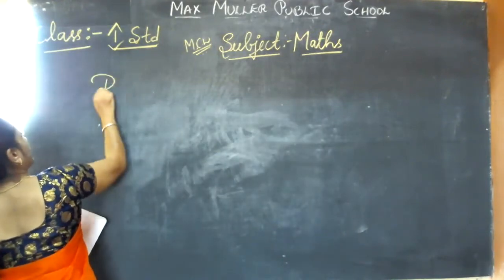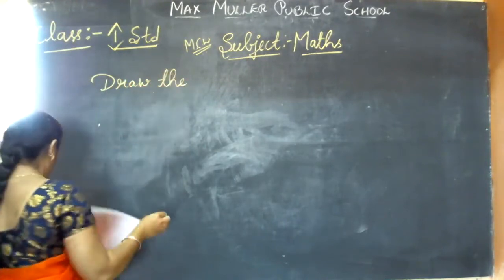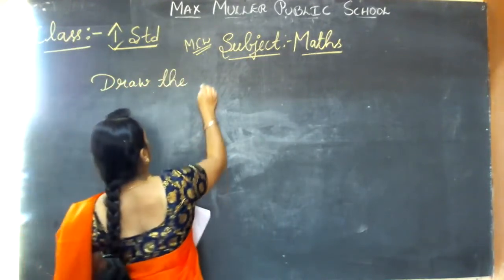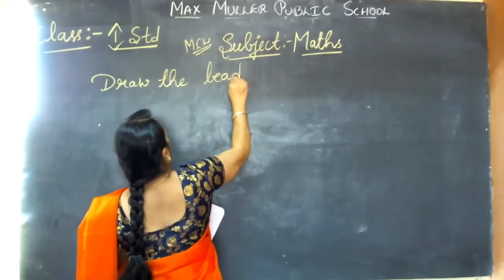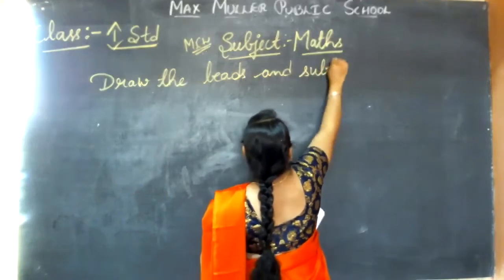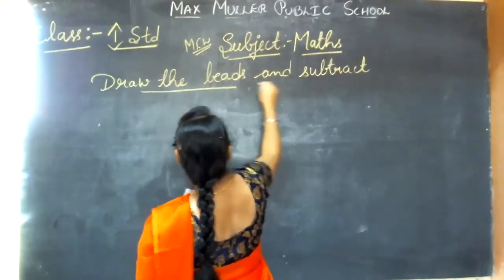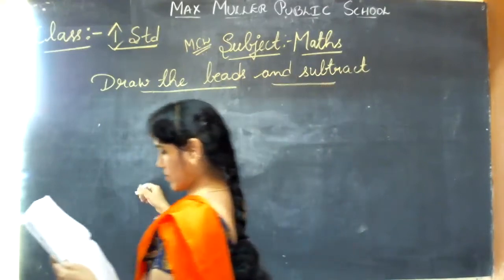Right, heading for the next one. Draw the beads and subtract. Draw the beads and subtract.